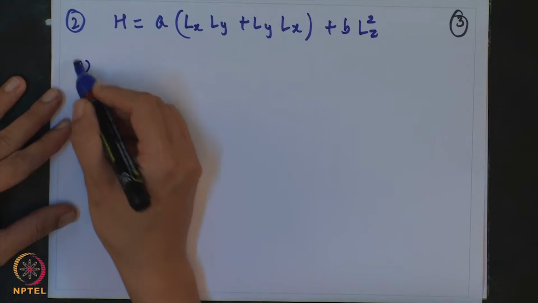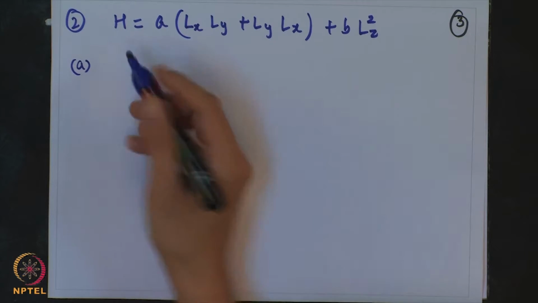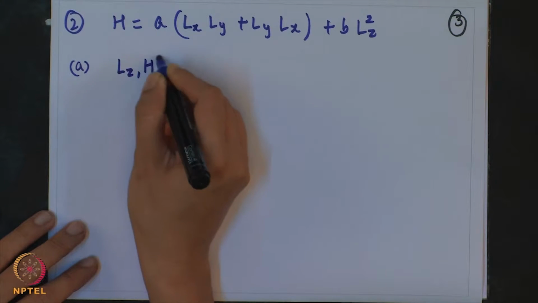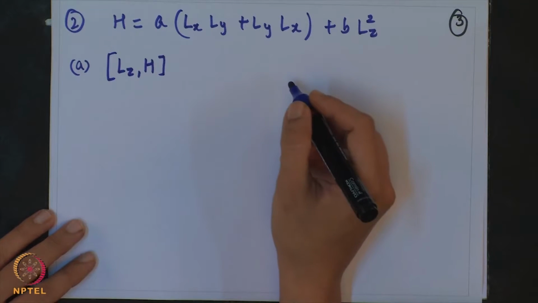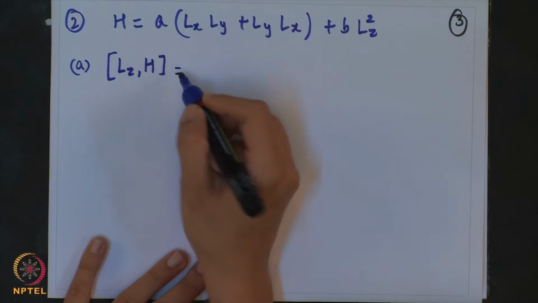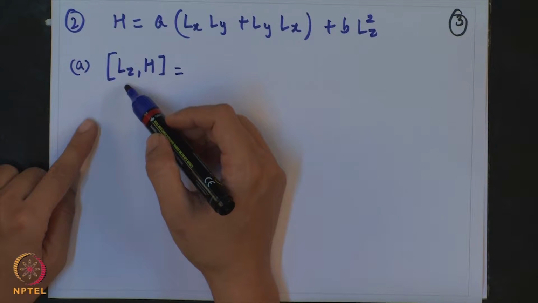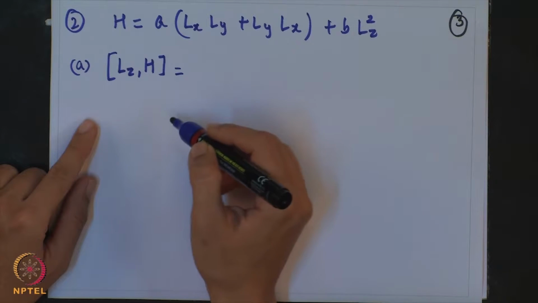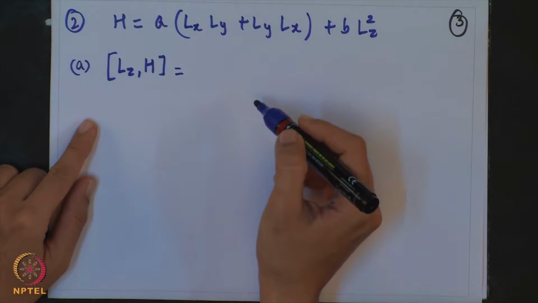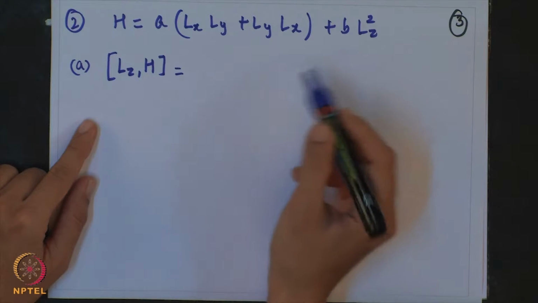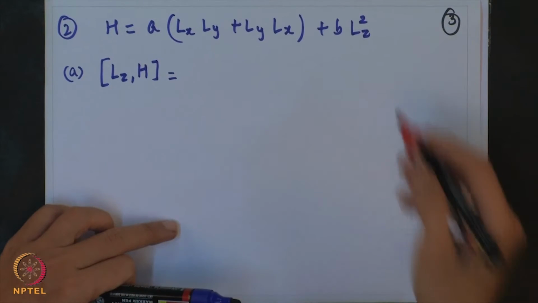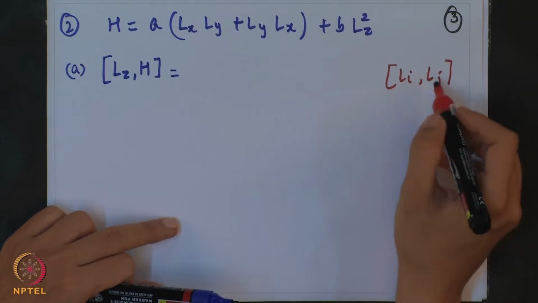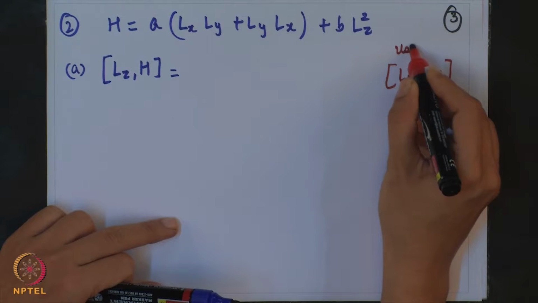First part of this problem, you are asked to evaluate Lz. This is a very simple task. So, we know the commutator of Li Lj, we have done it in the last class. Li Lj is i ħ epsilon ijk Lk. So, use that, you recollect what is Li Lj. You have to use this commutator of Li Lj.